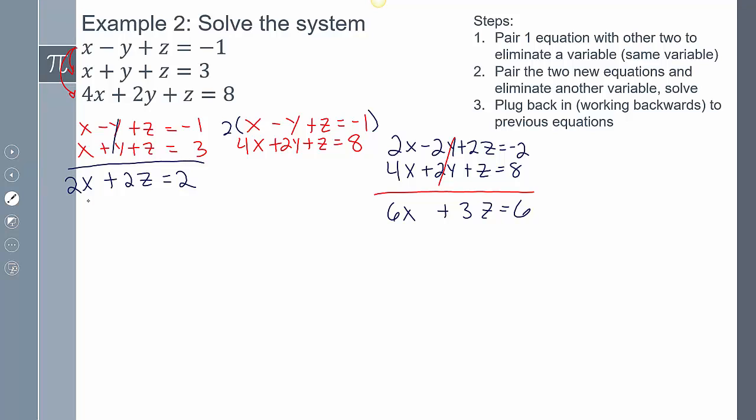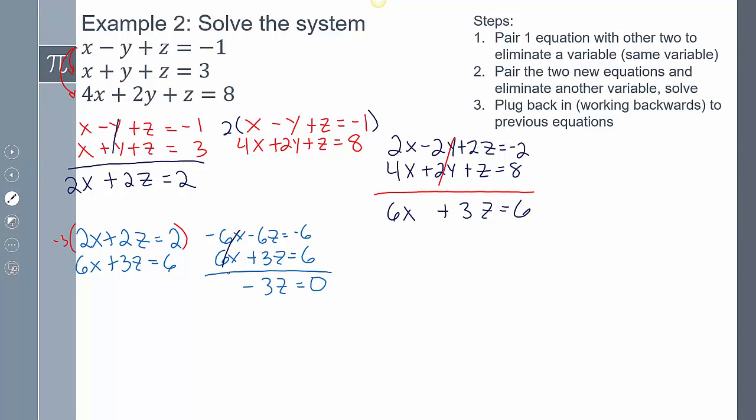Step 2 is I need to pair the two new equations and eliminate another variable. So pairing my two new equations together, I guess I can eliminate the x here, so I multiply the entire equation by -3, and so that's how I got the -6x here, and then there's a positive 6x there. So adding those two equations together, I get -3z equals 0. Divide both sides by -3, and I got z equals 0.